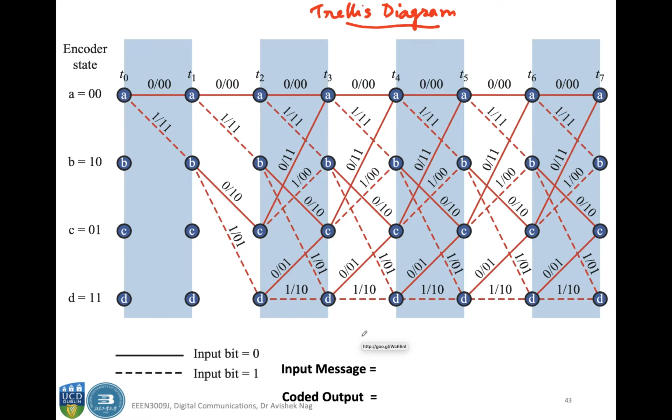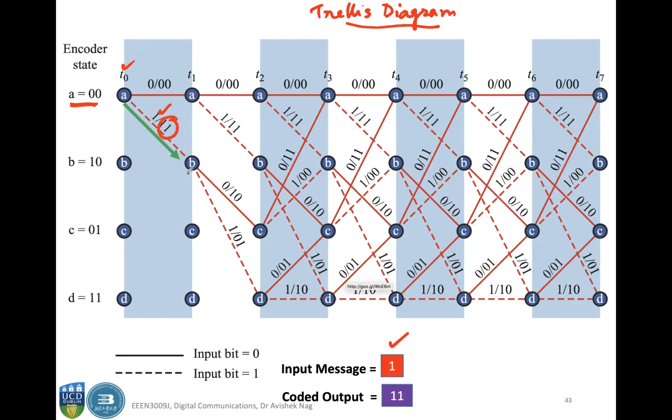So let's say your input message is 1, and let's say we are starting from t0. In that case you will move through this arm of the trellis, because you are assuming that you are now at state 00 at time t equal to t0, and your input message is 1. So if your input is 1 at state A, then your output will be 11, and you move to state B. So the coded output in this case will be 11. So this will be your output.